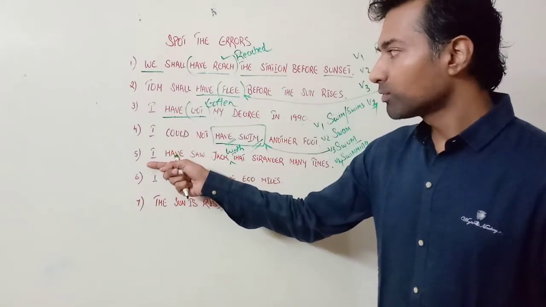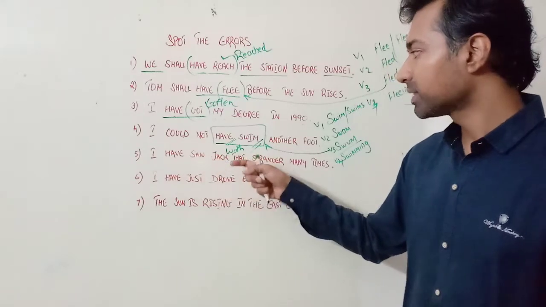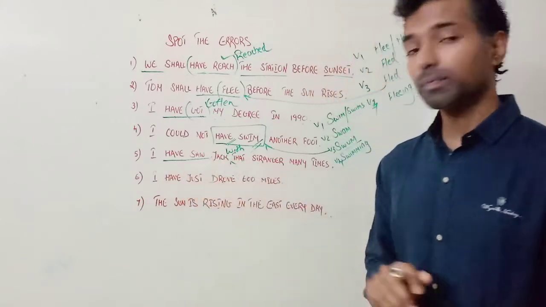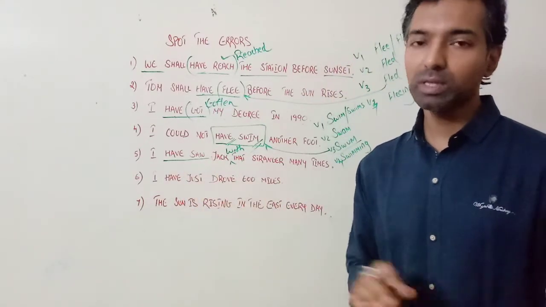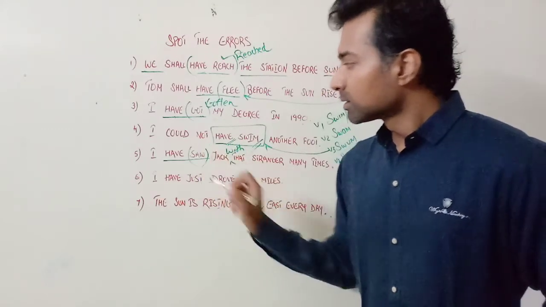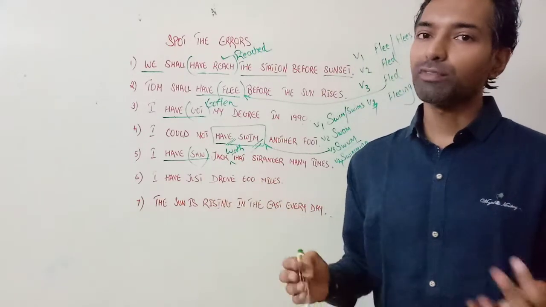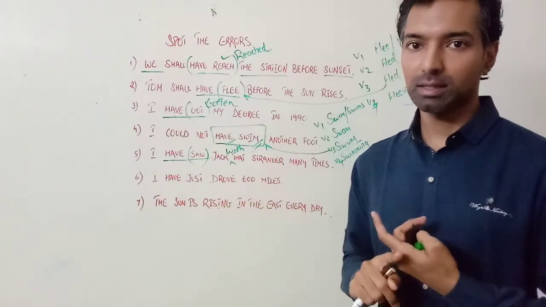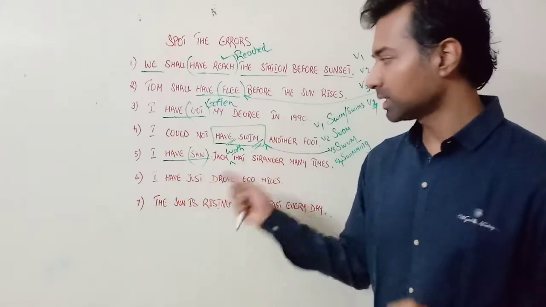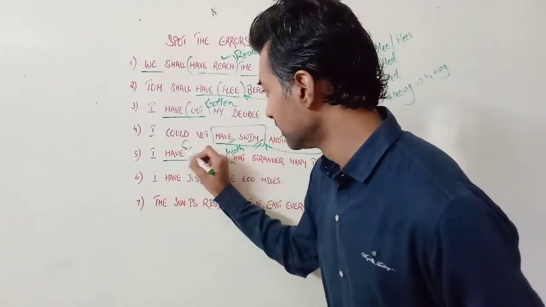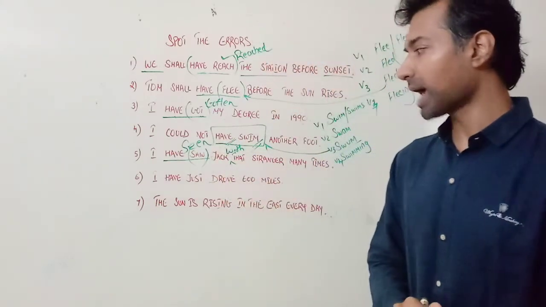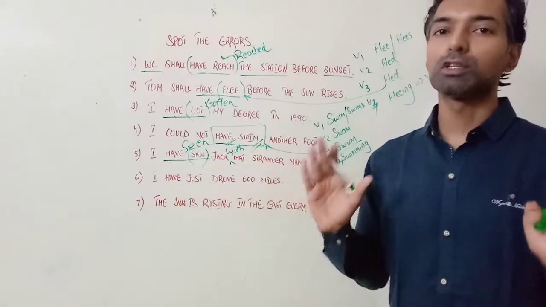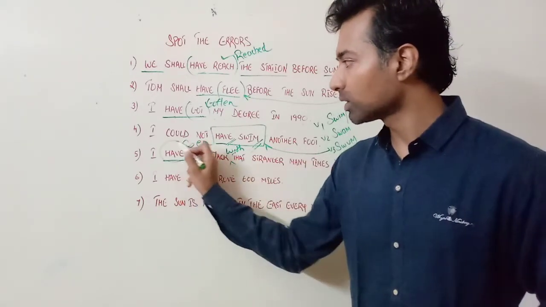Alright, so when I talk about the fifth one, I have saw Jack with that stranger many times. Again, what we spot here is the word have with a verb. The verb happens to be saw. That means I am referring to the base verb see. So see, saw, seen, seeing, these are the verb forms of see. So logically, I have seen Jack with that stranger many times. That happens to be a simple spot the error because now we know the rules.